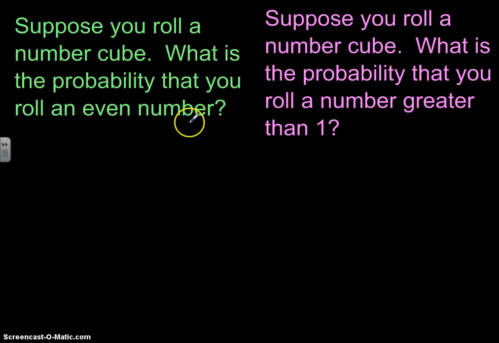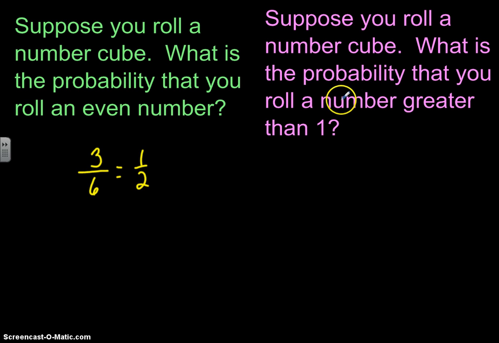Next one. Suppose you roll a number cube. What is the probability that you roll an even number? So I'm specifying the event: I roll an even number. I need to know how many favorable outcomes I have on a number cube. An even number would be 2, 4, or 6. So I have 3 favorable over how many total outcomes? I've got 1 through 6 that are total, and that equals 1/2 if I reduce it.